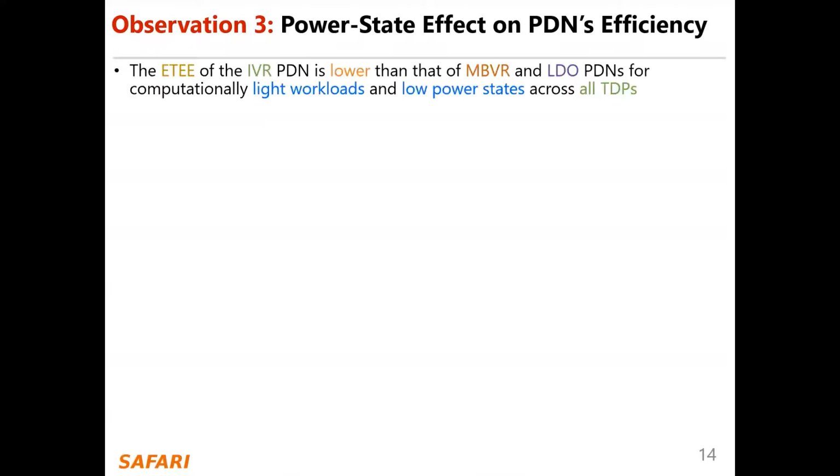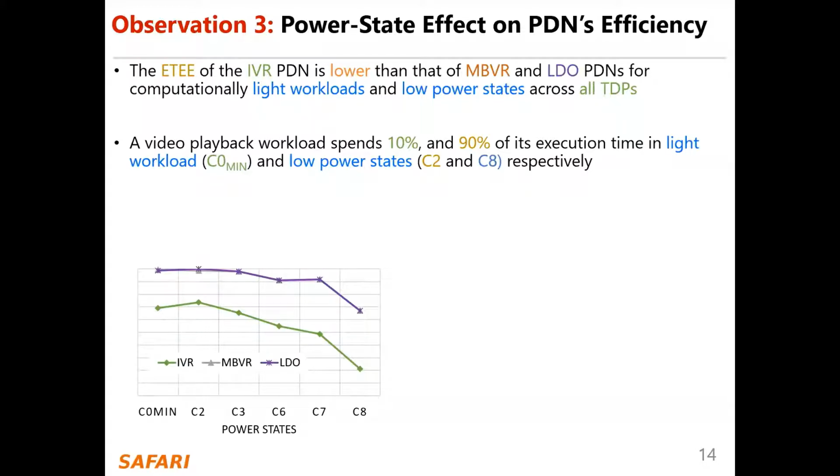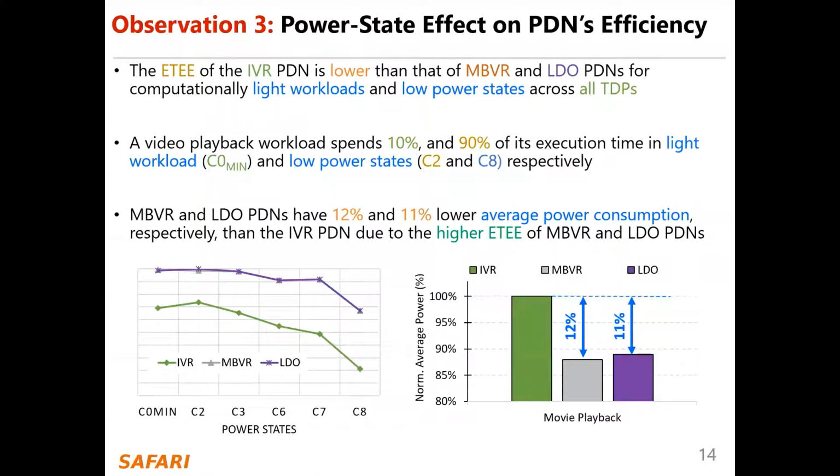The end-to-end efficiency of IVR PDN is lower than that of MPVR and LDO PDNs for computation-light workloads and low power states across all TDPs. A video playback workload spends 10% and 90% of its execution time in light workload and low power states respectively. MPVR and LDO PDNs have 12% and 11% lower average power consumption respectively than the IVR PDN due to higher end-to-end efficiency of MPVR and LDO PDNs.